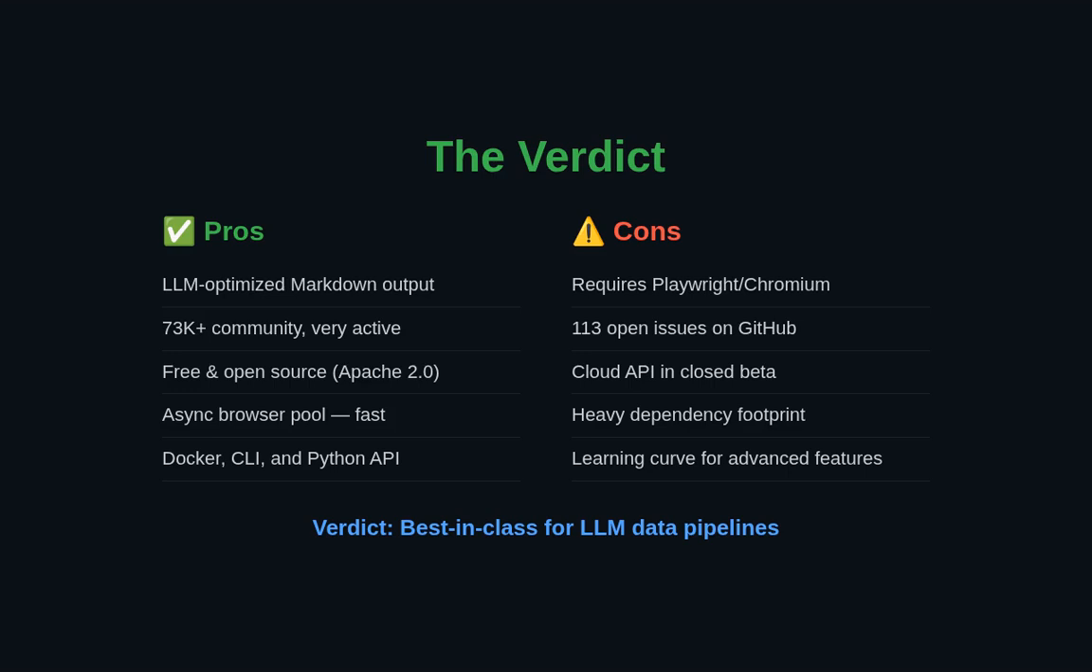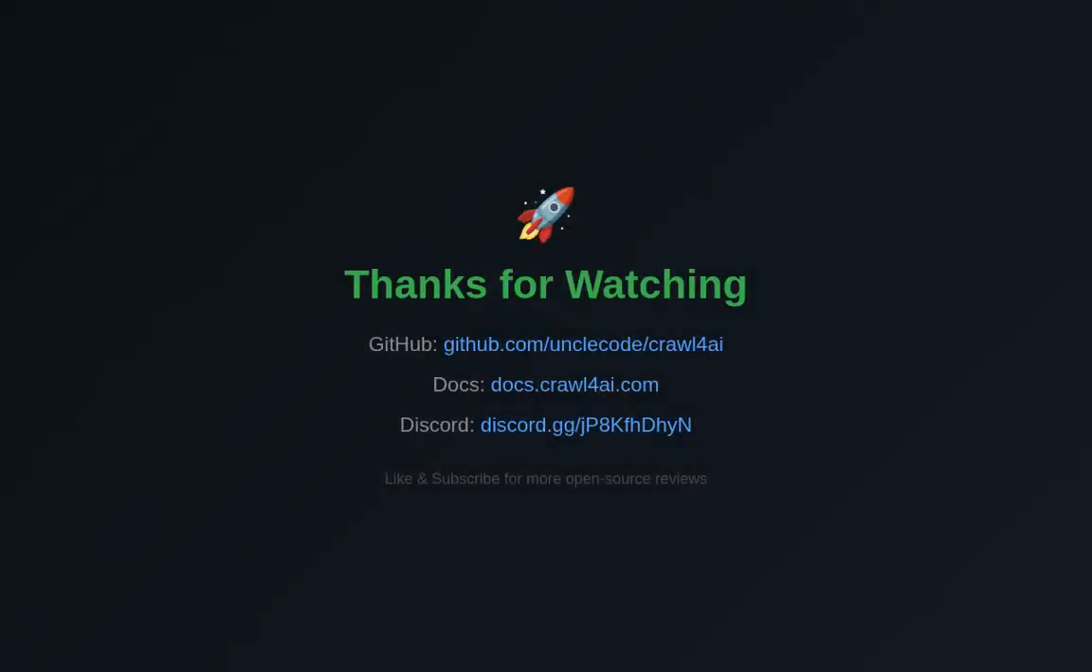The final word? If you need to feed web content to artificial intelligence systems, Crawl4AI is the best open-source option available today. It is free, fast, and battle-tested by tens of thousands of developers. The trade-off is a heavier setup than simple web scrapers, but the output quality is worth it.